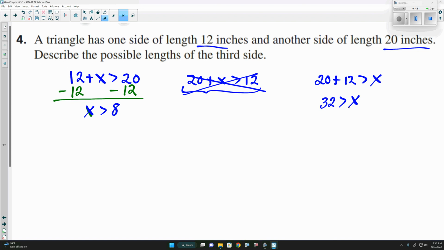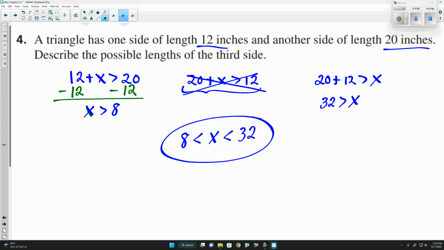So we know x has to be greater than 8 and less than 32. So our third side, x: 8 is less than x is less than 32. So the side lengths are between 8 and 32.